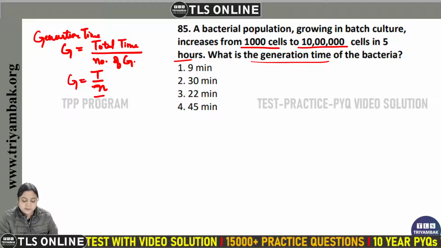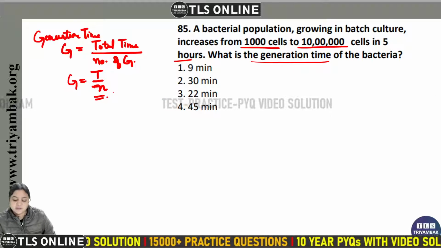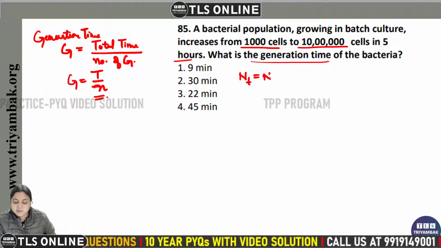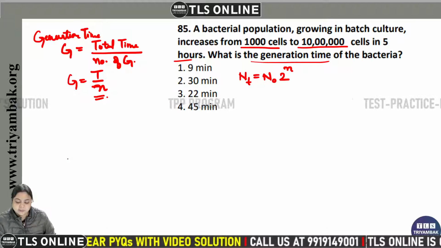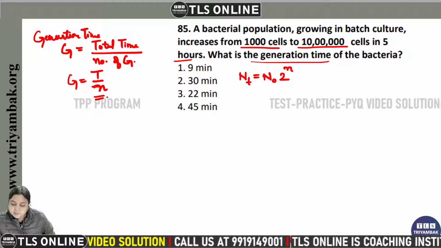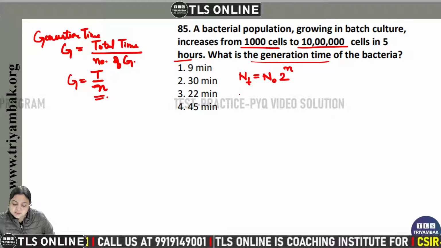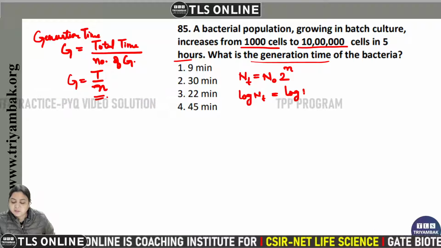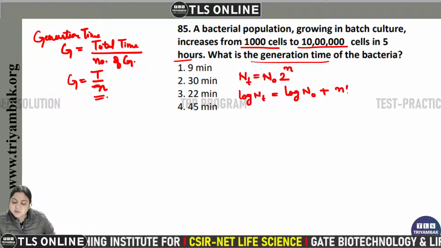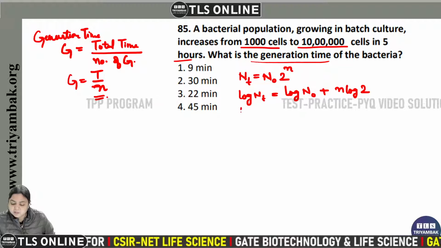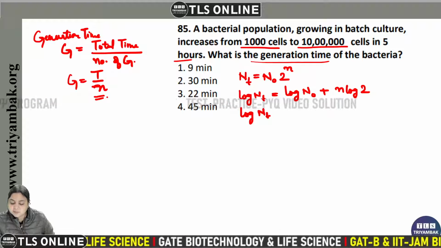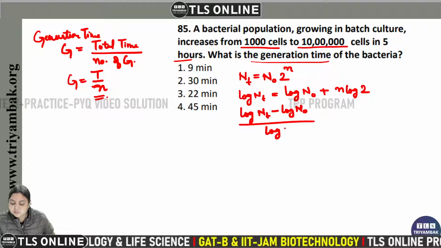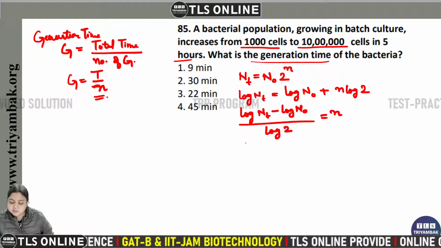So अगर हमें number of generations पता चल गए तो हम क्या find out कर सकते हैं? Generation time. तो number of generations कैसे find होते हैं? By NT is equal to N naught into 2 to the power N, इस formula से, ठीक है? So how do we find out N? We'll take log on both the sides. So we'll get log NT is equal to log N naught plus N log 2. So log NT, that is number of cells at time t, minus log N naught divided by log 2 is equal to N, which is number of generation.